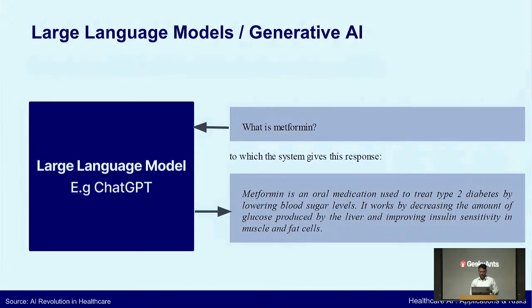Now moving to the next slide. What happens once we train these language models is that we can give it a question and we can receive a response like this, like what is metformin, and then we get some response. One interesting thing is that once we modify this input in a certain way, we can also modify the output in a certain way. In upcoming slides, we will see how we can do that.